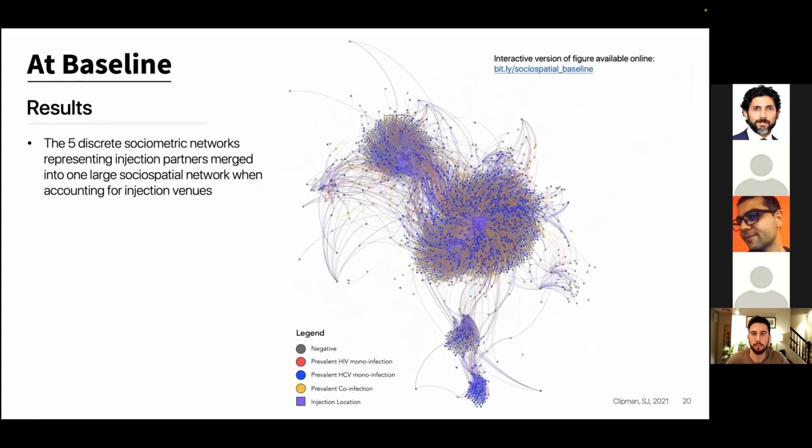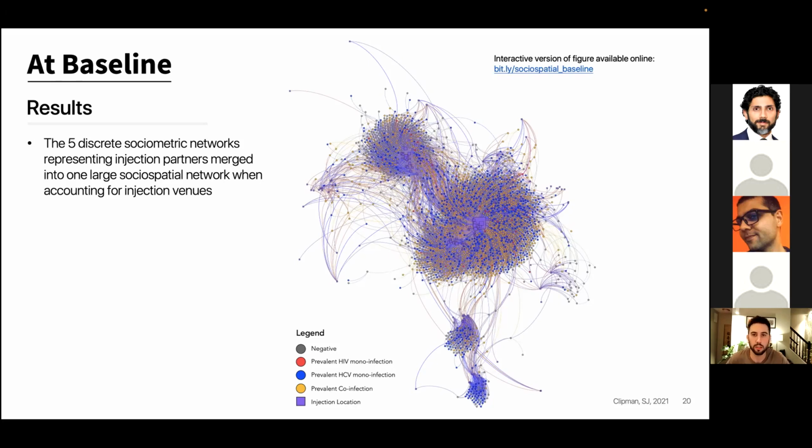So next, I want to show you what happens when we consider the role of space. If we take the network representing injection partner relationships that I just showed you in the previous slide and add in venues participants reported injecting at, which are shown here as purple nodes, the 5 separate sociometric networks depicted previously all merge into one large sociospatial network when we account for both the social and spatial ties. This is interesting because it shows us that we're capable of reaching the entire study population when also considering the addition of spaces. This could also be an important programmatic finding, since hosting interventions out of key injection venues could reach the majority of PWID directly or indirectly through the network.